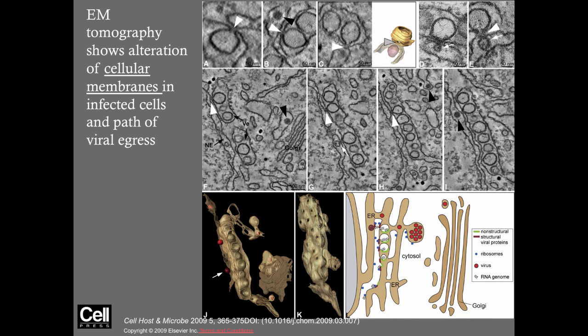Egress is still something of a mystery, but I included this because I think this visual slide is really cool. It's done by electron micrographic tomography, which takes an infected cell and does EM slices across the cell. Then you can use computer algorithms to put the slices back together and create these 3D structures of how the whole viral assembly process looks.